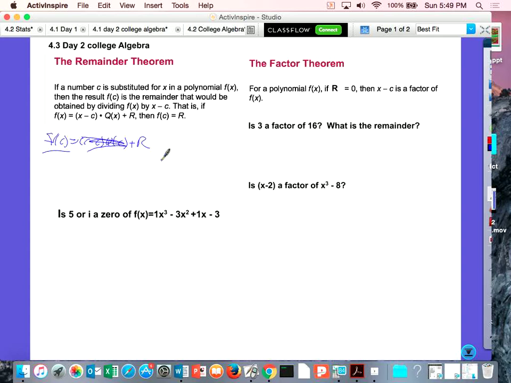So if you want to find a functional value, if you want to find f of 4, f of 3, or f of 5, you could divide that number in, and whatever you get for the remainder is what f of c is equal to. Okay? So that's the remainder theorem.